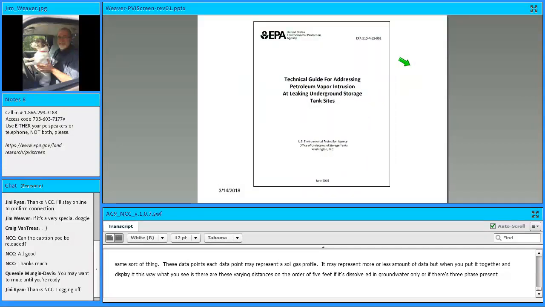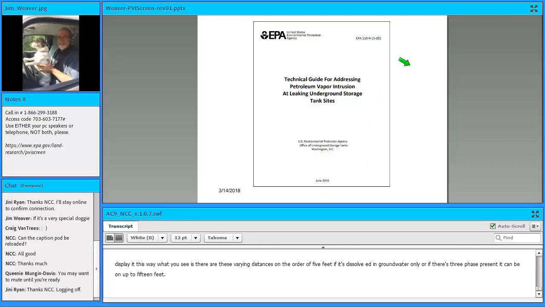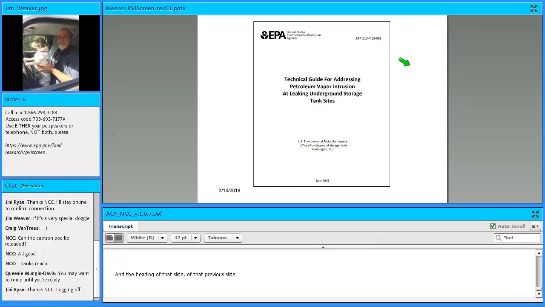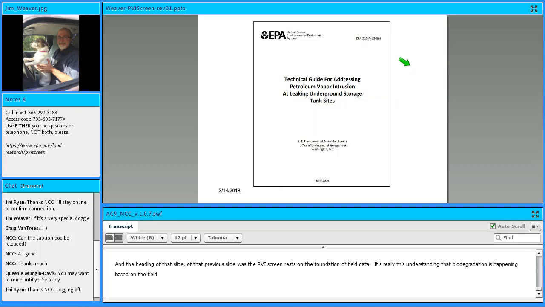And the heading of that previous slide was that the PVIScreen rests on a foundation of field data. So it's really this understanding that biodegradation is happening, based on the field, that allows us to have confidence that we can put together a model that includes biodegradation and that it ends up working to correctly represent these processes.